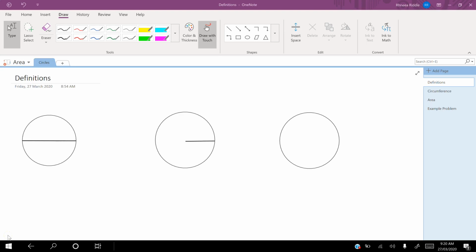Today we are going to be talking about circles and how to find the area and circumference of them. So before we begin, there's a couple important things to go over and just get a reminder about.